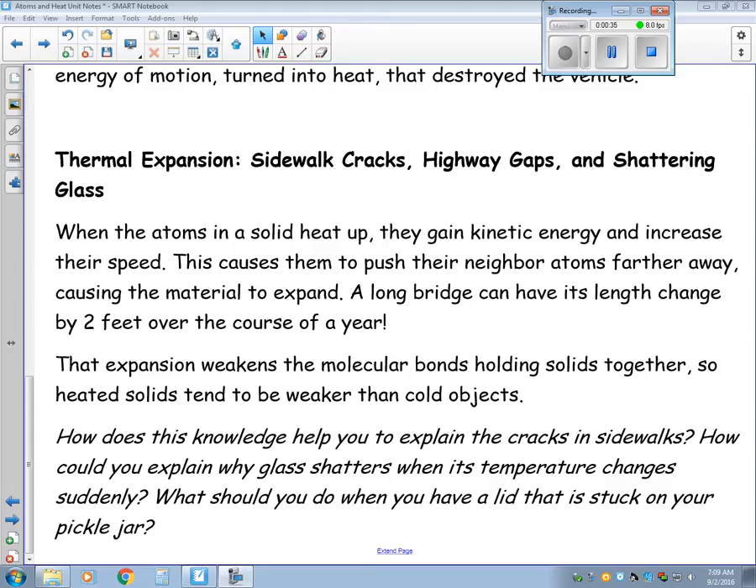If you don't plan for that, the bridge can crumble because the concrete can crack and the metal will warp. There's a lot of things that can go wrong with that. So that expansion then weakens the molecular bonds holding the solids together. So heated solids are weaker than colder objects.